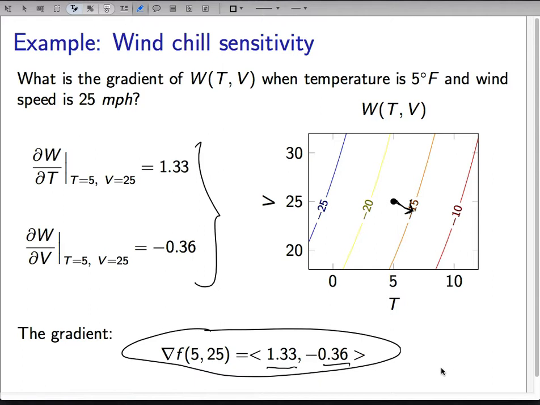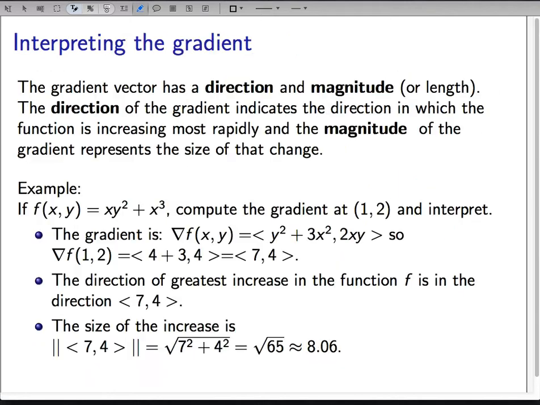One of the things that you'll notice is that the vector is kind of pointing straight into one of those contours, and that's not an accident. And we'll say a little bit about interpretation in a moment. But basically what the gradient tells us is that if I'm interested in what direction to travel on my graph to get the greatest rate of change in wind chill, I need to follow the direction of the gradient. So that's what's coming up next.